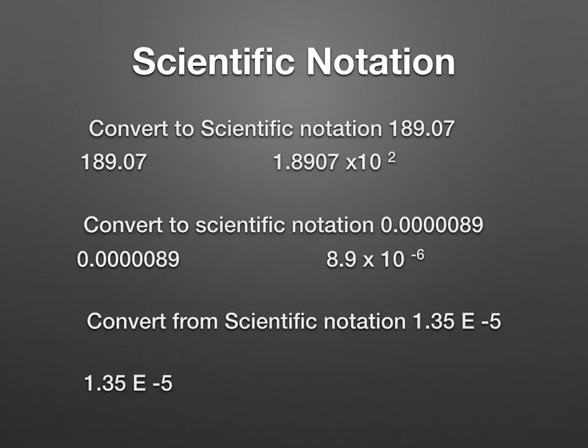Last one, 1.35 e to negative 5. Now, that is the same as 1.35 times 10 to the negative 5. Both mean the same thing. On a calculator, it will produce an e. It won't say times 10. So I move the decimal. It's going to be a decimal because it's a negative number. I'm expecting that. And I get 0.0000135.